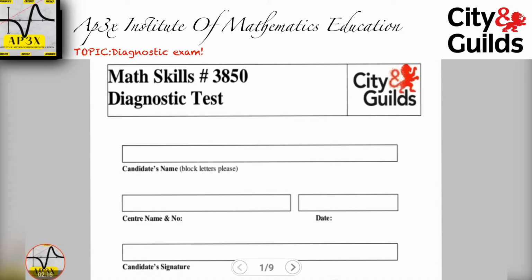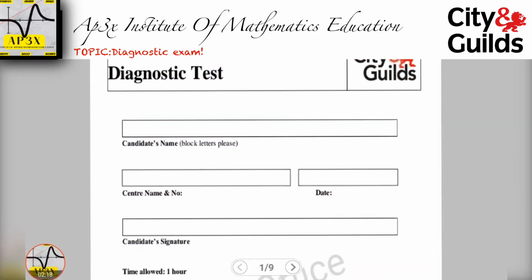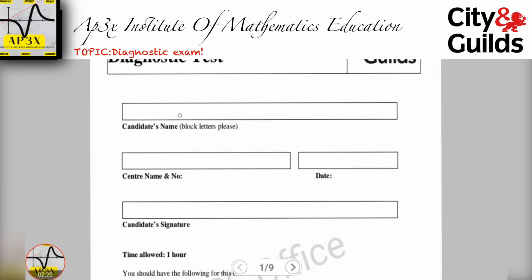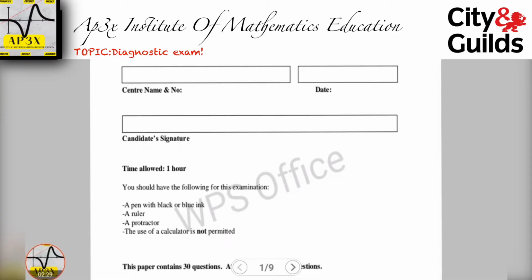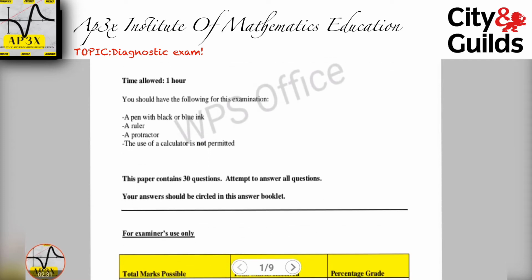Let's go through some of the instructions that are here. It says here that the candidate's name should be printed in block letters, along with the candidate's center name and number, the date, and the candidate's signature. So we have an hour to complete this paper. You should have the following for the examination: a pen with black or blue ink, a ruler, a protractor. The use of a calculator is not permitted.